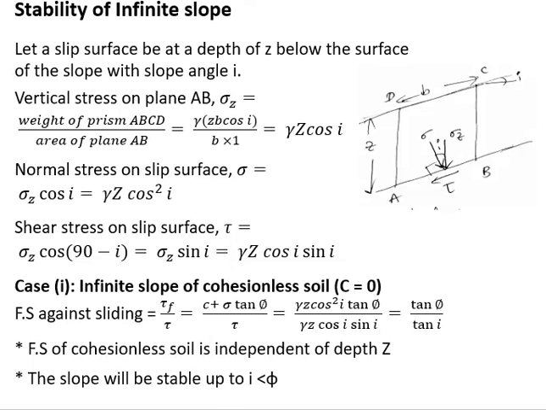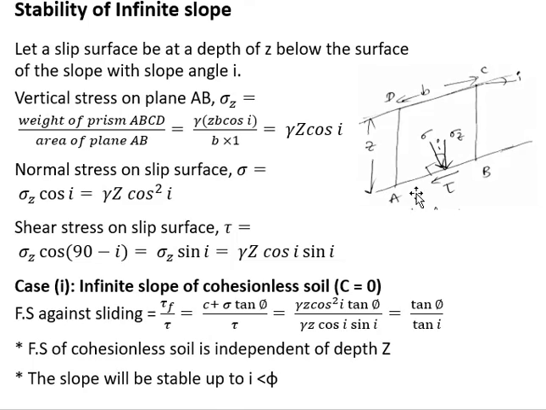Then stability of infinite slope. So for evaluating the stability of infinite slope, we should know the equation for factor of safety. So if we take the slope, this one is infinite slope, and we know that for infinite slope the soil properties are same at identical depths.